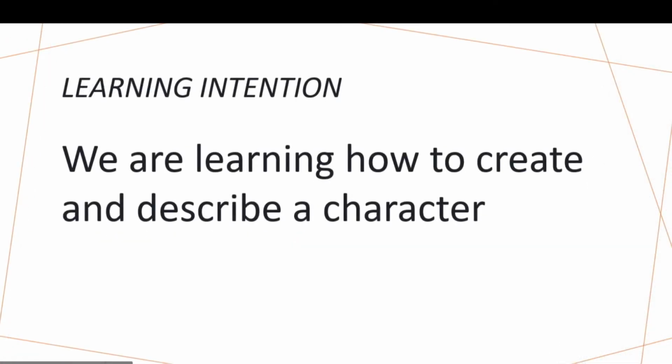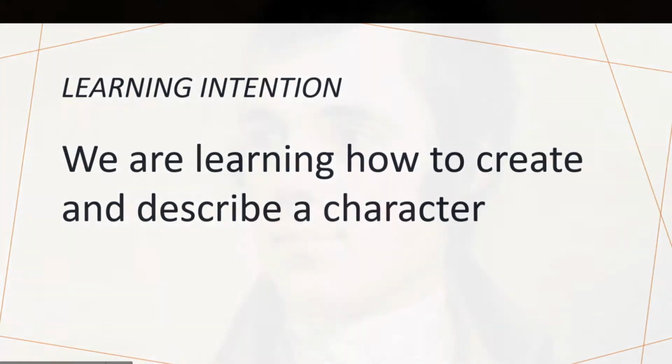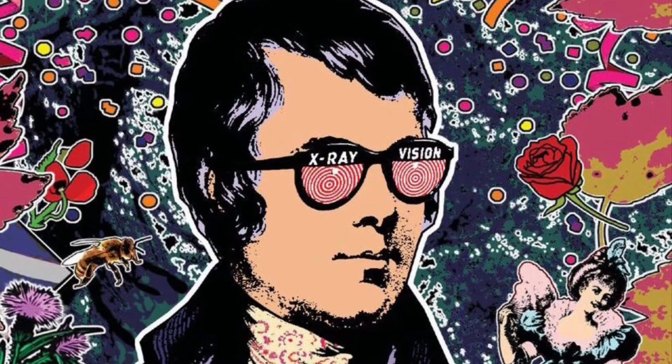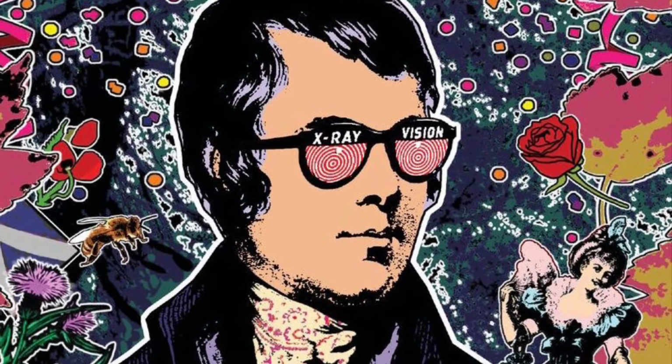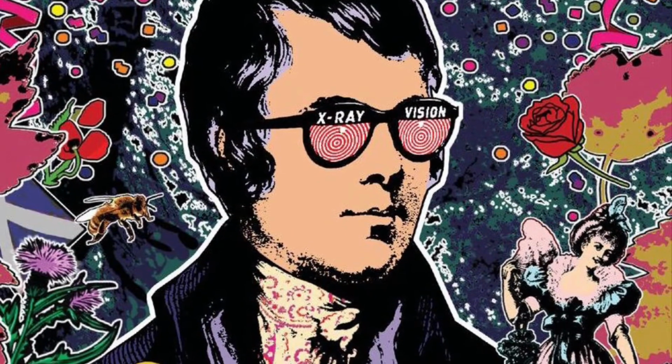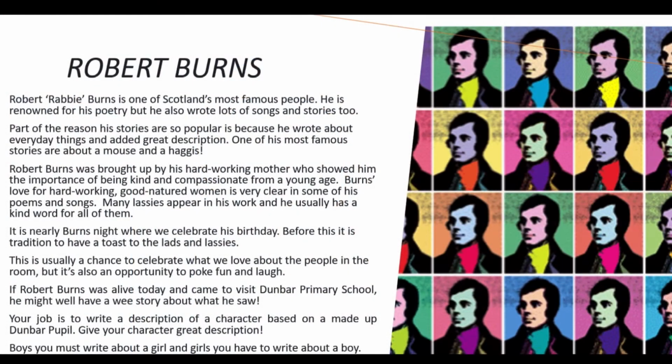This week we're going to mostly focus on how to create a character with lots of description, and we're going to take our description, as I said, from Robert Burns. Robert Burns, probably the most famous writer to ever have come from Scotland. He's so famous that some people even have pictures of him in their house. As we said, Robert or Rabbie Burns is one of Scotland's most famous people. He's renowned for his poetry mostly, but he also wrote lots of songs and stories.